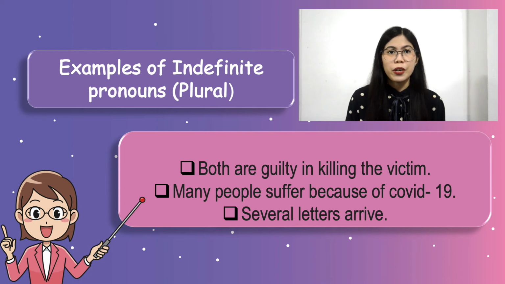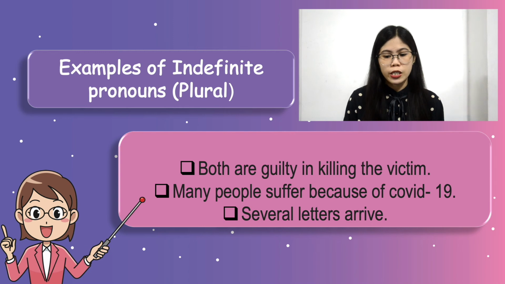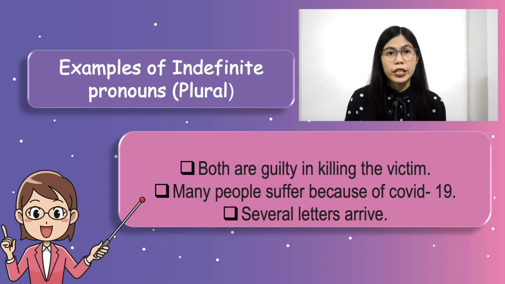Next example, several letters arrived. Several is an indefinite pronoun because it doesn't mention here how many letters, 20, 100, 500, so it is not specific. And since several is plural, of course, our verb must be in a plural form as well, which is the word arrive.